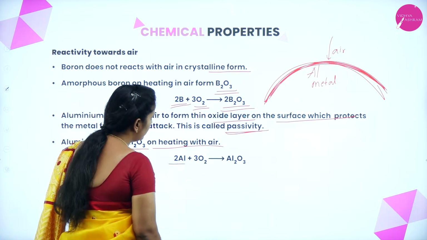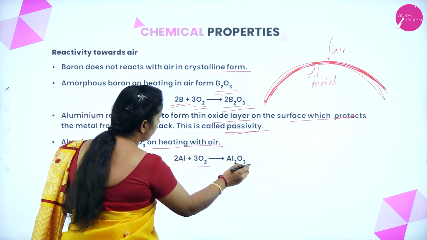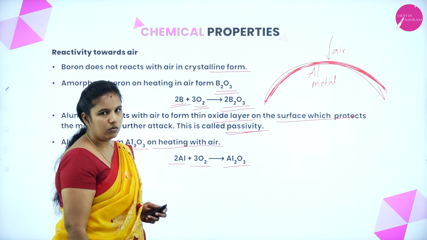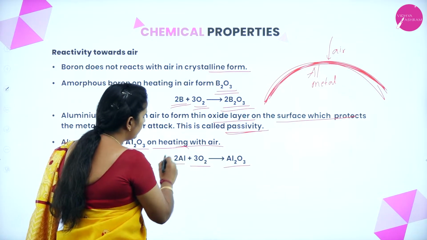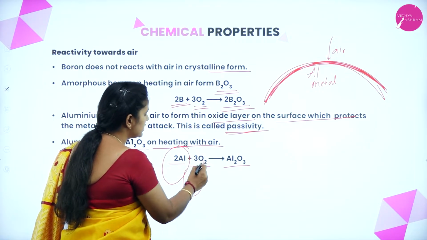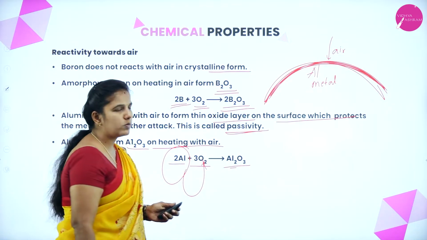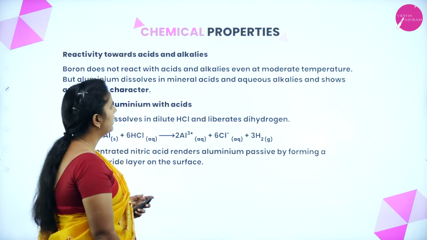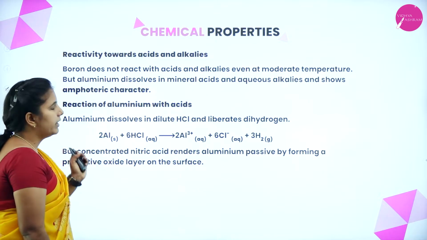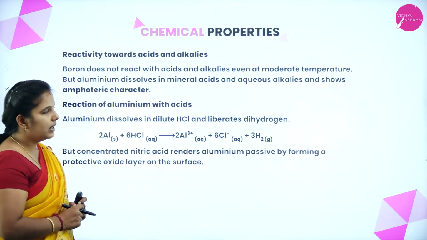You can see that 2Al can react with an oxygen molecule, thereby forming Al2O3. This indicates that even though we are taking aluminium, if it reacts with atmospheric oxygen, it forms aluminium oxide. Next, we have reactivity towards acids and alkali.